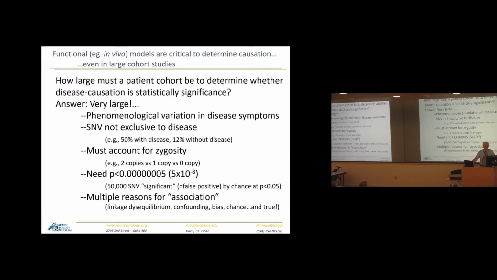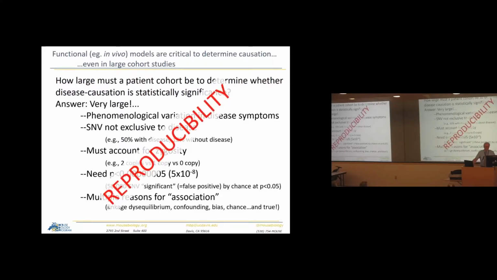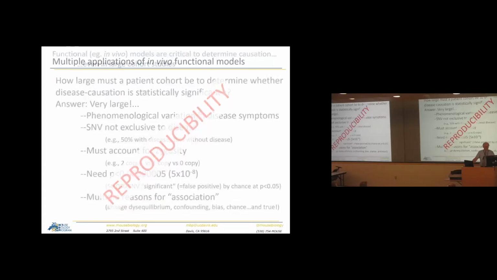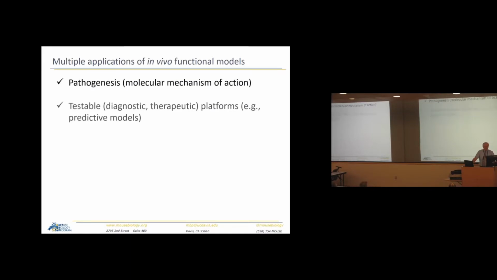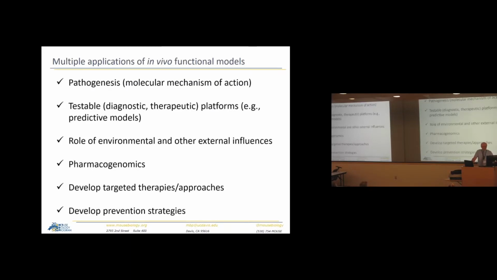Not all the time, but I think my posit is that you need a lot of time in order to ensure reproducibility. So there are multiple applications for in vivo functional models. Obviously, one of the first is to derive pathogenesis and understanding molecular mechanism of action. It's to create testable platforms, both diagnostic and therapeutic testable platforms in order to predict disease.